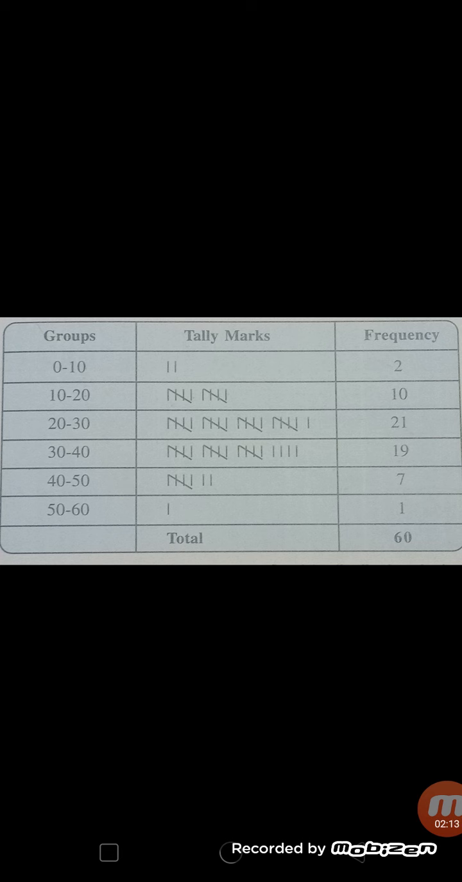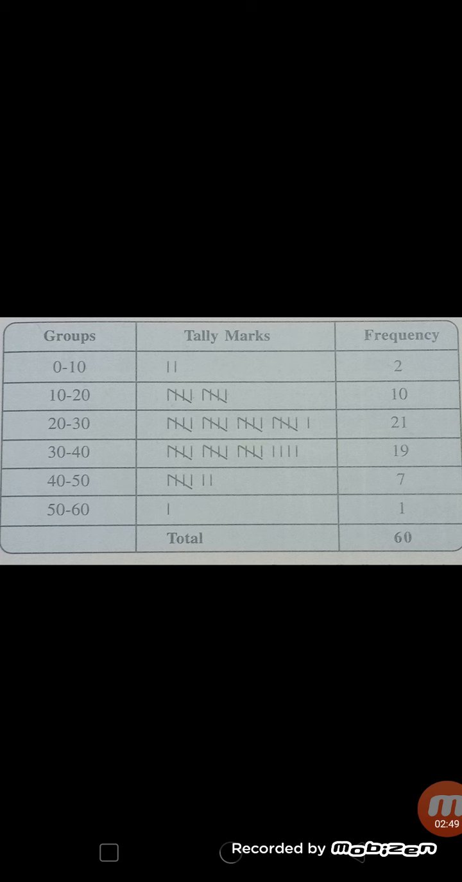It helps us to draw meaningful inferences, like most of the students have scored between 20 and 40. You can see 20 to 30 marks are obtained by 21 students and 30 to 40 marks are obtained by 19 students. 8 students have scored more than 40 marks: 40 to 50, 7 students and 50 to 60, 1 student. Each of the groups 0 to 10, 10 to 20, 20 to 30 etc. is called a class interval.